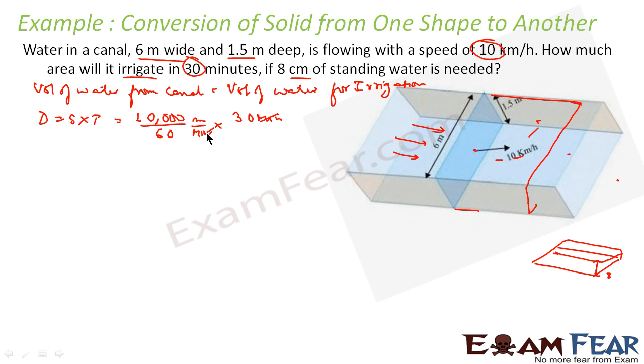Minutes cancel. This becomes meters. Correct? This also cancels by 2. So you get 5,000 meters. So the distance covered by this water is 5,000 meters.